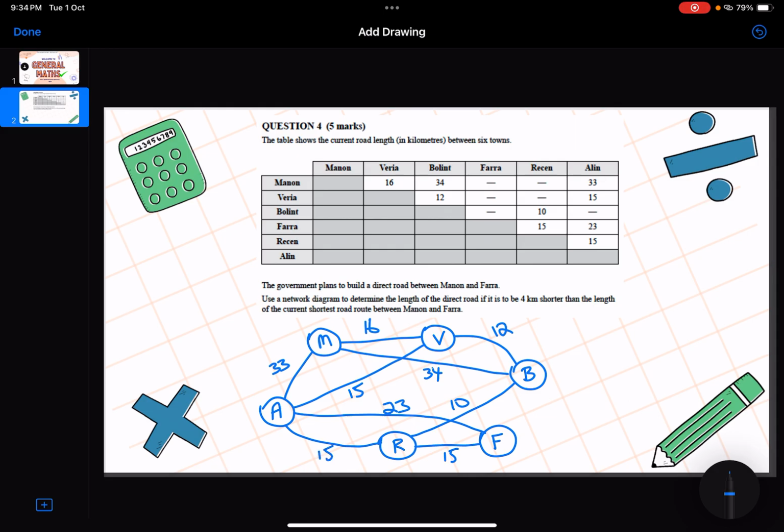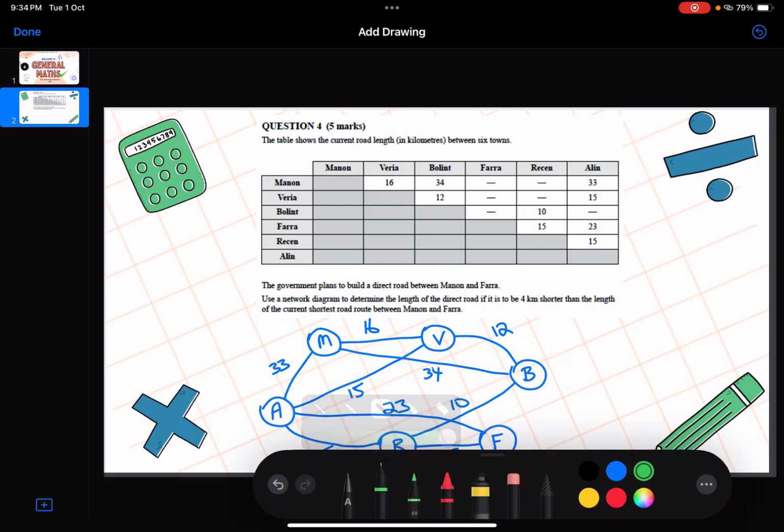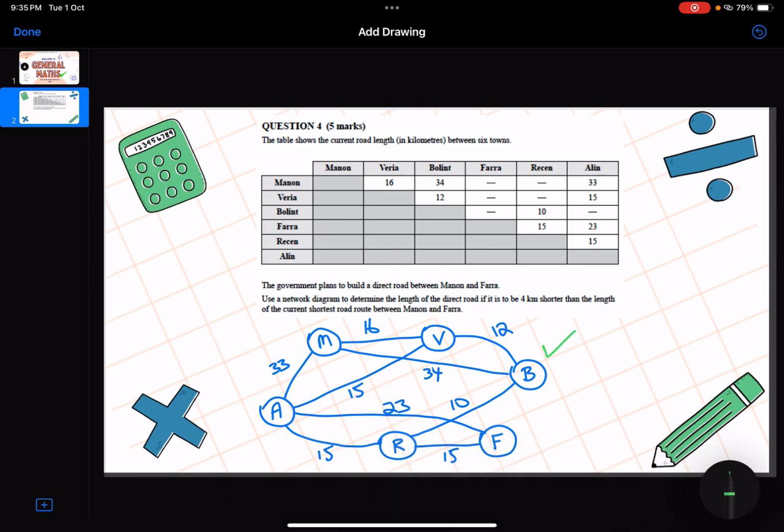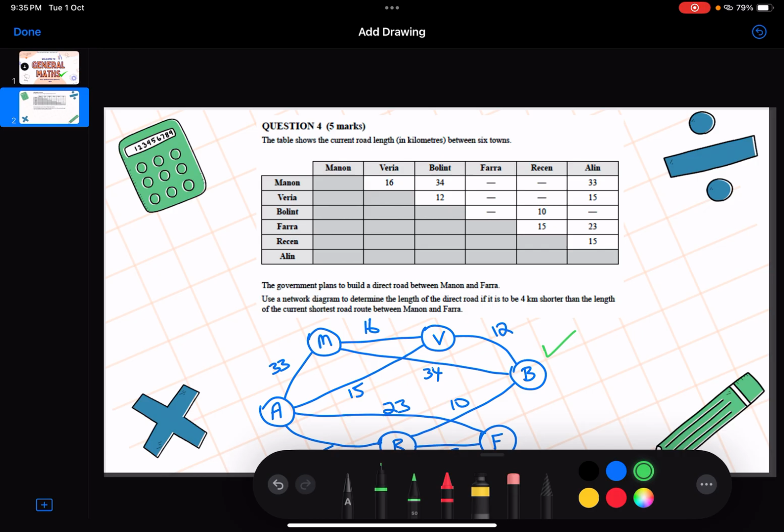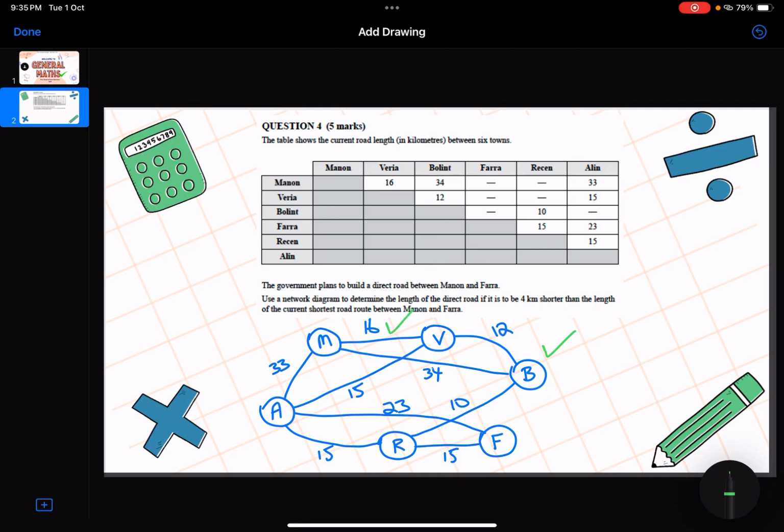Okay, that is our network diagram drawn. At this stage, we've correctly got the 6 towns with a circle around them, which is worth 1 mark. We've then correctly included the lengths on all of our network, which is worth a 2nd mark. So far we've got 2 out of 5 marks.